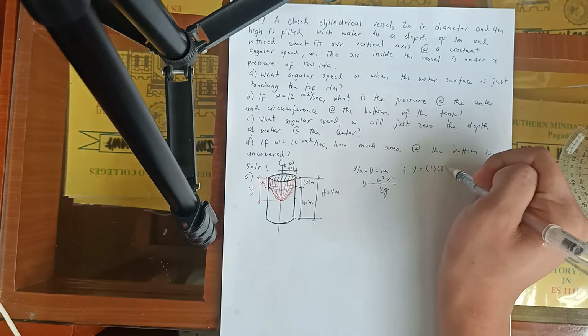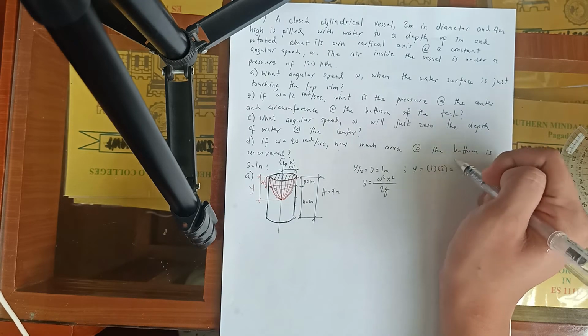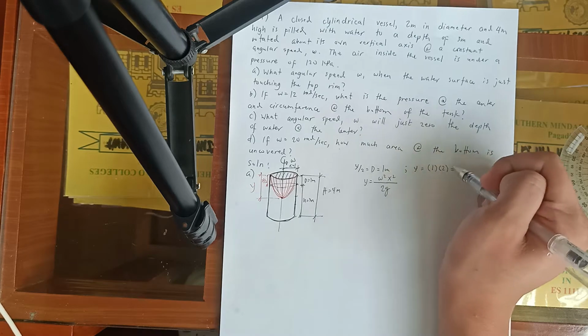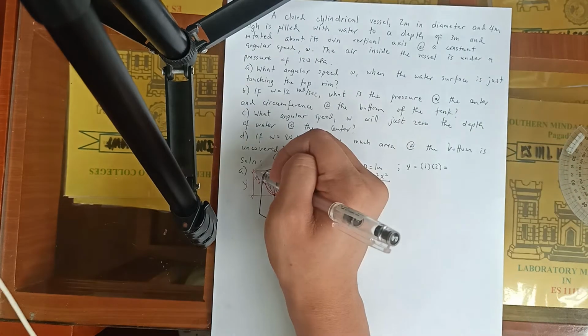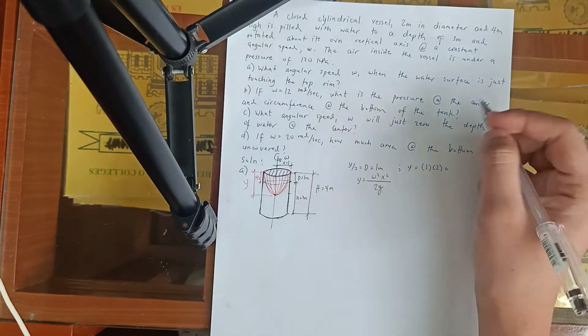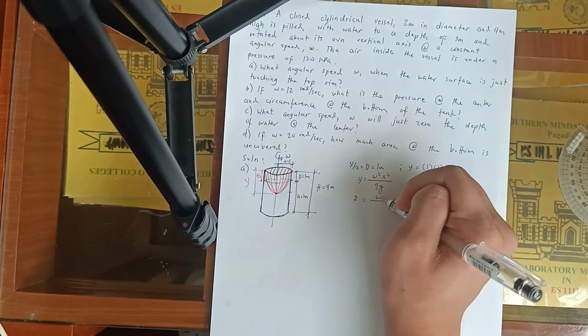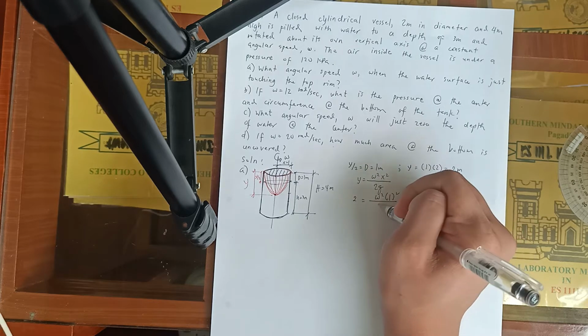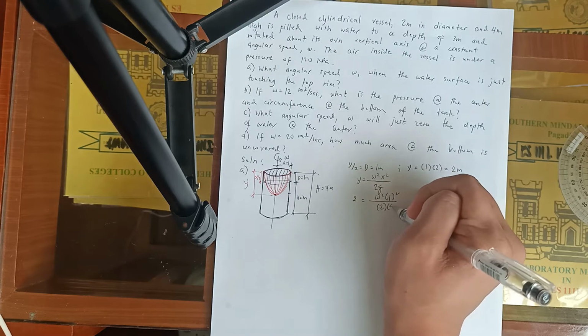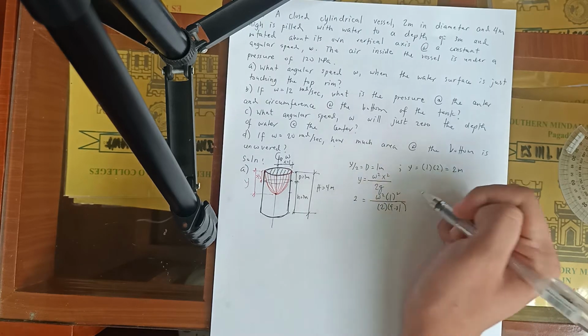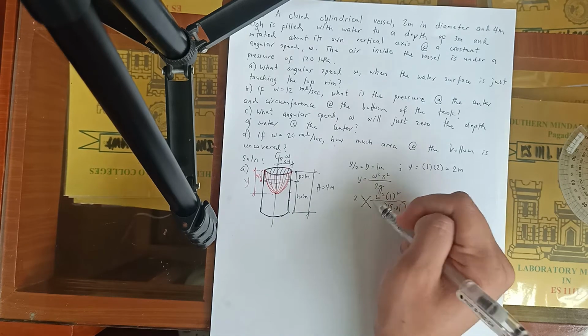Since d is 1 and y over 2 equals d, cross multiply: y, or the total depth of the paraboloid, is 2 meters. So 2 equals omega squared times 1 squared over 2 times 9.81, and cross multiply.